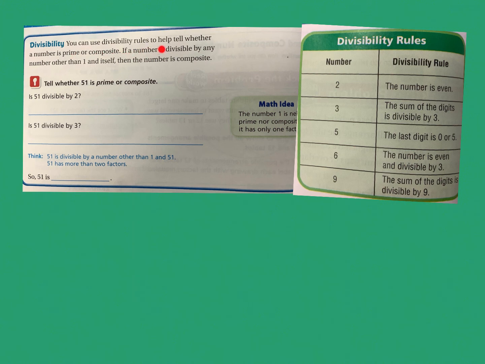We can use divisibility rules to help tell whether a number is prime or composite. It might be a quick tool to find out right away. If a number is divisible by any number other than 1 and itself, then the number is composite.